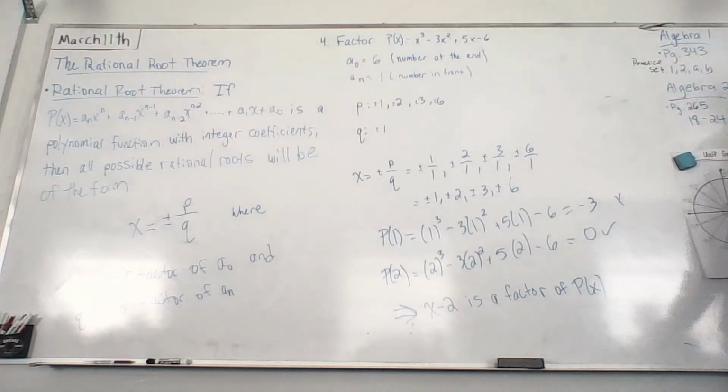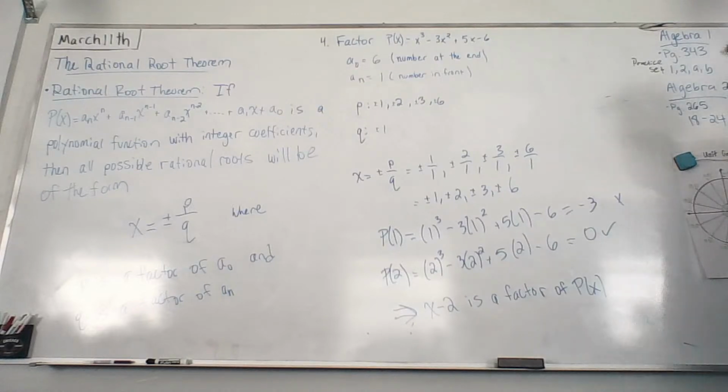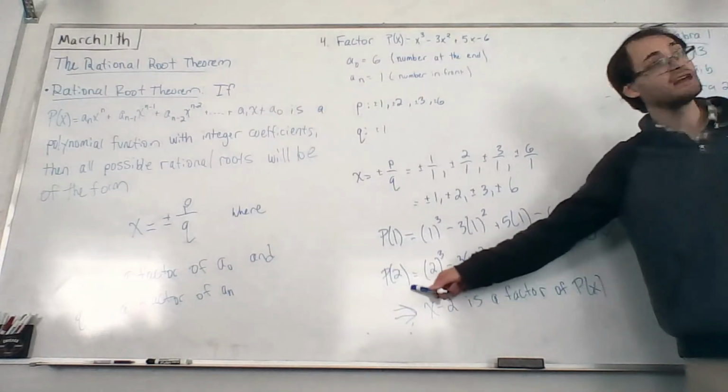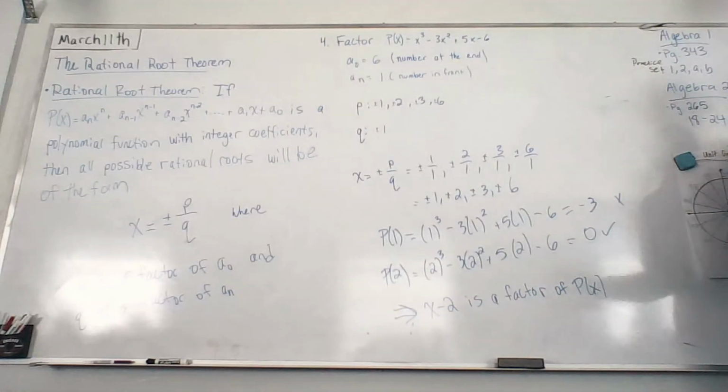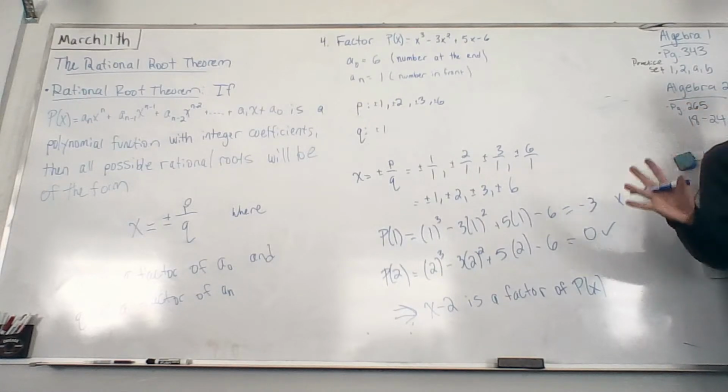Why is it x minus 2 instead of x plus 2? Because when we plug in to these functions for remainders and factors, we have flipped the sign, so I need to flip it back. Does that make sense?